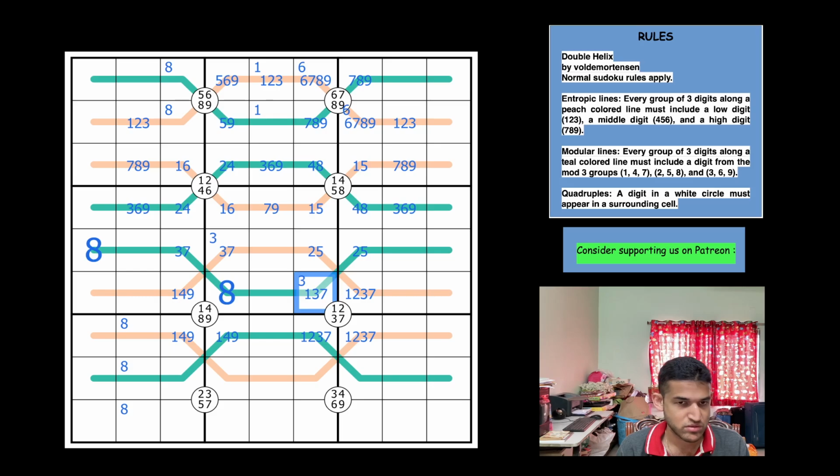And nothing there. Because this is from 2 sets. This is on a peach line and peach line is an entropy line. So it's from 2 sets. So I can't do much here.